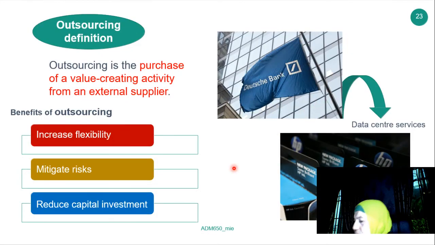So what is the concern with outsourcing? Outsourcing is concerned with how components, a finished product or services will be obtained. So the firm uses outsourcing in order to purchase a value creating activity from outsiders, from an external supplier. So the external supplier becomes a support function towards the activity which is valuable to the organization. Okay, the benefits of outsourcing.